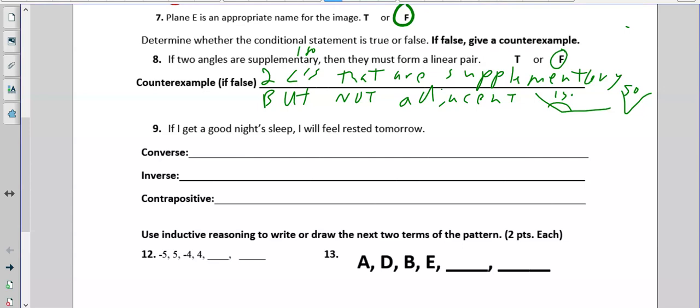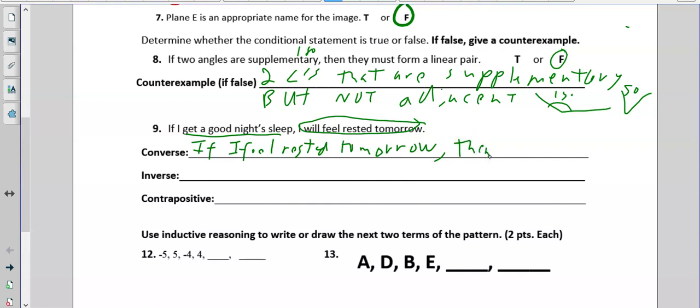All right, number 9. If I get a good night's sleep, this is my hypothesis, then I will feel rested tomorrow. That is my conclusion. So the converse is when you just switch them. Okay? If I feel rested tomorrow, then I got a good night's sleep. I'm just going to write good sleep. You know what I mean. Okay? Then I got a good sleep.